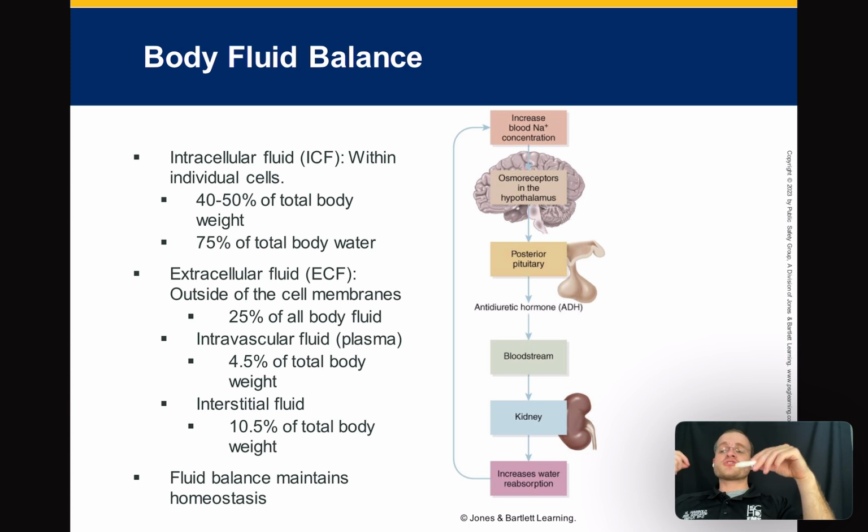Now, the extracellular fluid, so think about that. If someone's being extra, they're kind of out there. So it's the fluid outside of the cell, and it makes up 25% of your body fluid. This has two different components. Around 4.5% of your total body weight. So again, let's just say you weigh 200 pounds. 9 pounds of you is made up of your intravascular fluid. Intra again means within, vascular, your vessels, fluid. So your plasma. So around 4.5% of your total body weight is made up of this fluid.